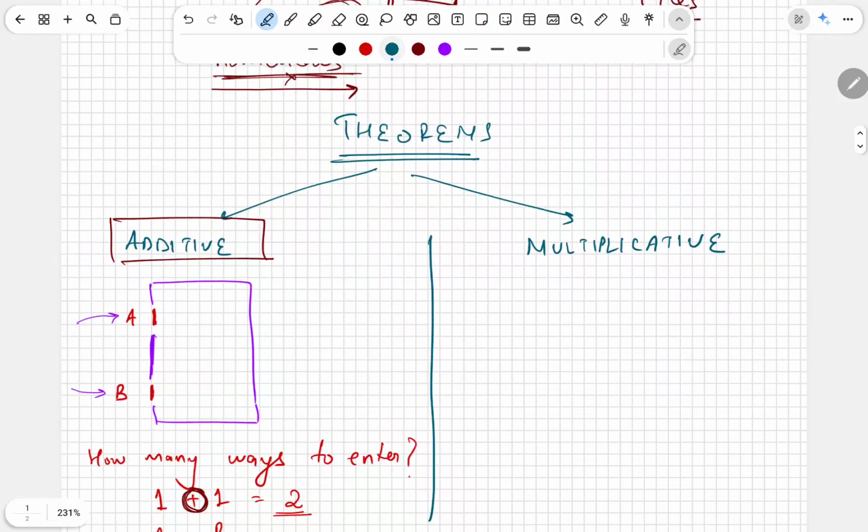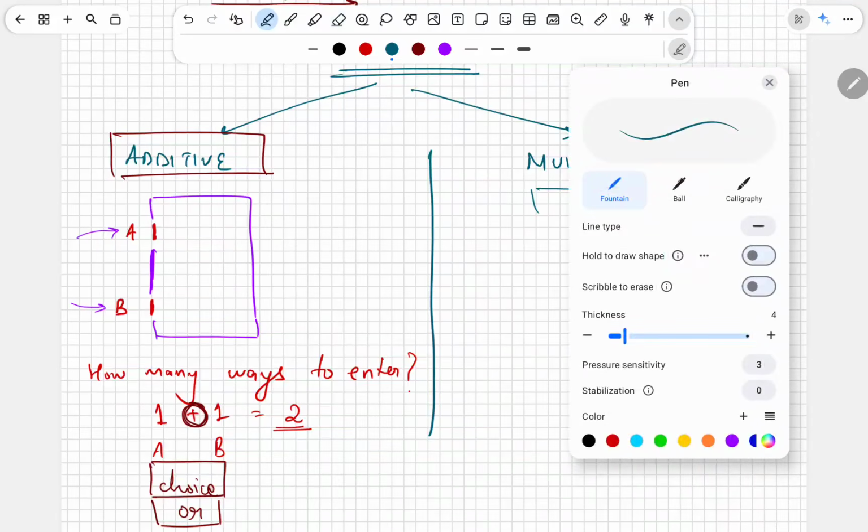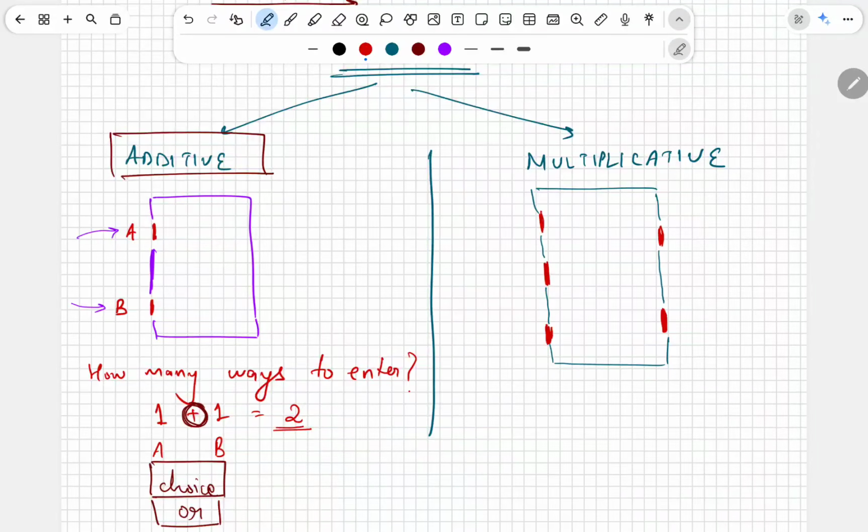Now let's move forward to the multiplicative theorem. Now let's say I have a room. Okay, so I paused the video to draw this diagram. Now if we have a look at this, this is a room. This is door A, this is door B, this is door C, this is door D, this is door E.